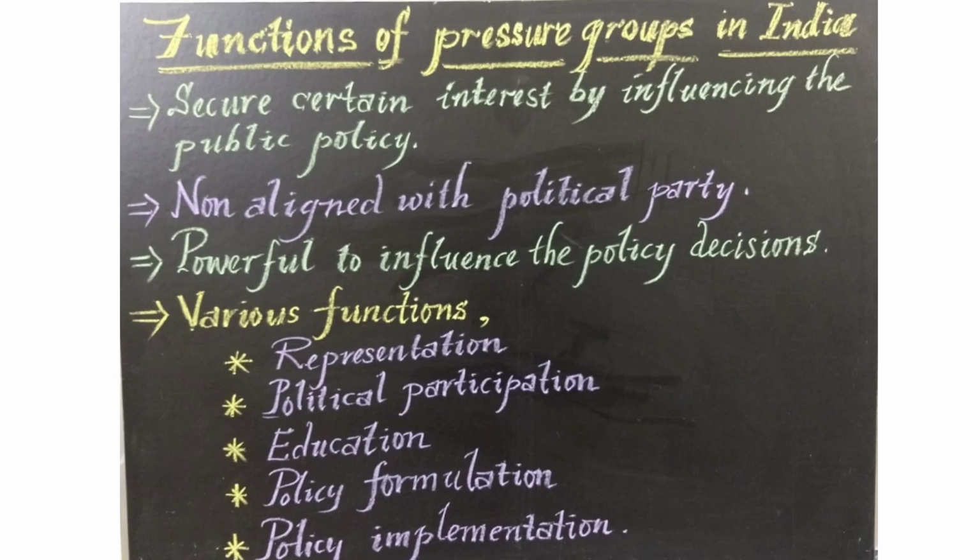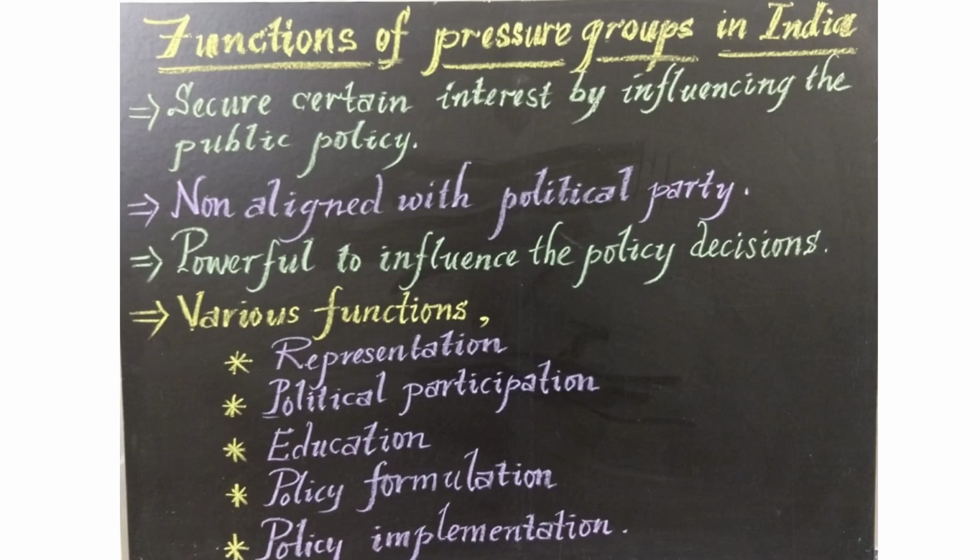In India, we have a lot of pressure groups, but they are not developed so well. Let us see about the functions of pressure groups in India. The pressure groups are the interested groups. With their own voluntary activity, they are working for securing certain interest by influencing the public policy. But they are never aligned with the political party. They work independently as an indirect powerful group to influence the policy decision.